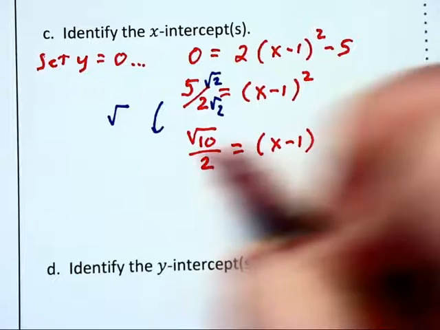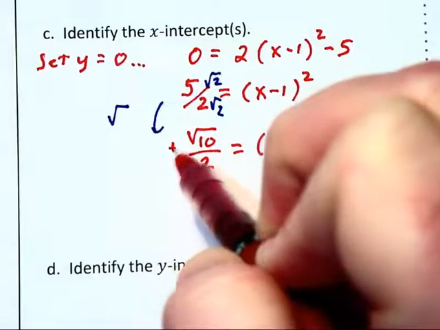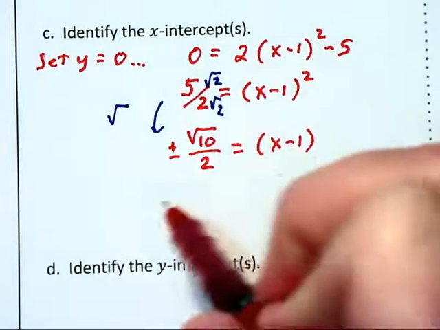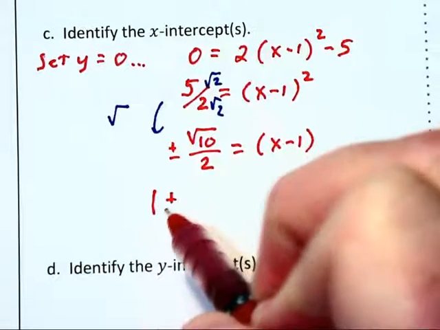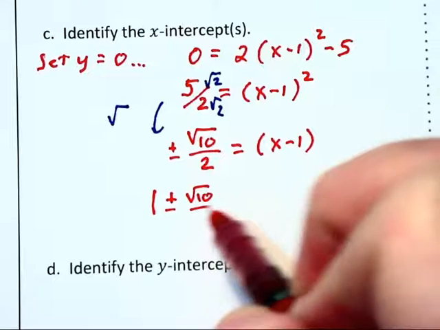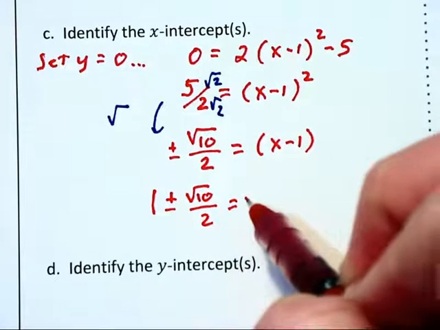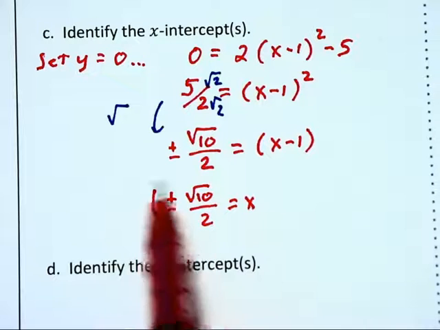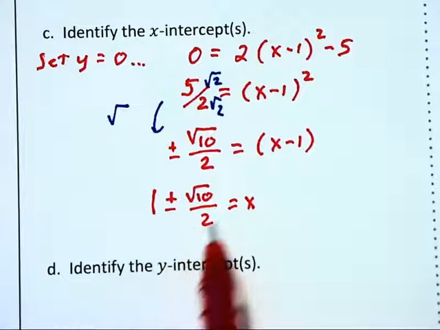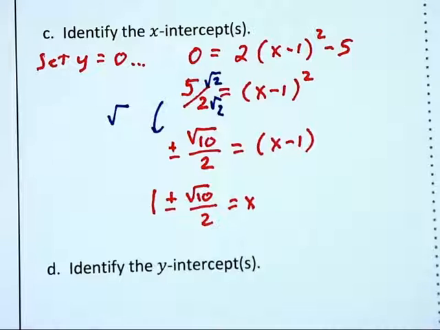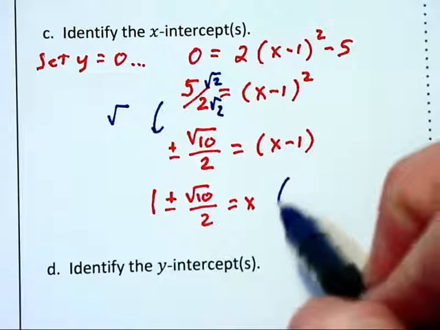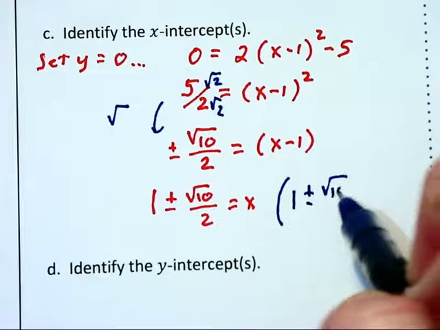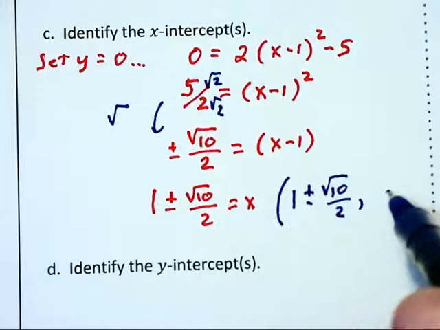I've already square rooted, I should say, so I should have a plus or minus on the left. And now we are going to add 1 to both sides, and that will give us 1 plus or minus the square root of 10 over 2 is equal to x. Now this can be written as 2 over 2 so that we can combine it as a same fraction, or we can leave it as is here. So the x-intercepts will be at 1 plus or minus root 10 over 2, comma 0.